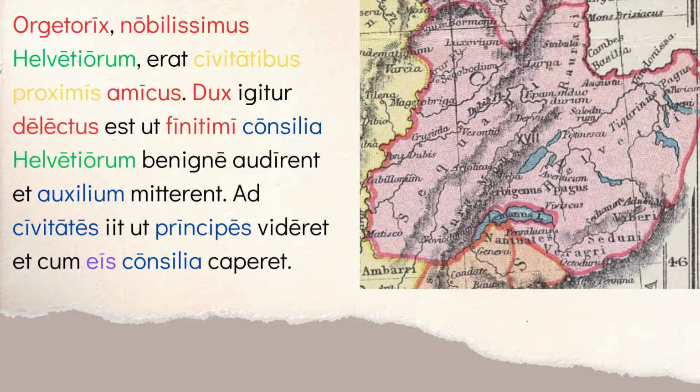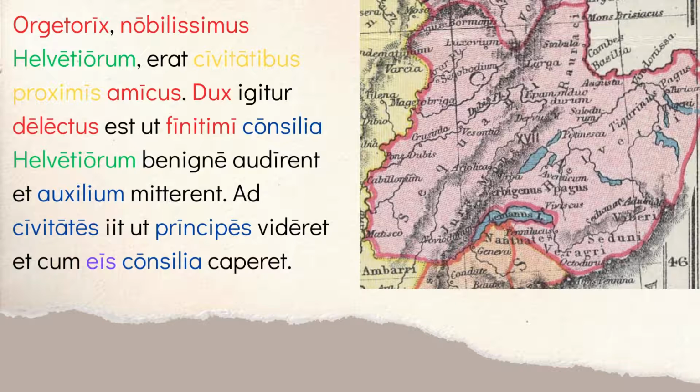So that, ut, it's a purpose clause. Why did they elect him leader? It's positive. So that the finitimi, the neighbors, might kindly hear, benigne audirent. Now here we have an imperfect subjunctive, audirent. It's describing the fact that it's happening at the same time as he was elected. The idea is the neighbors are going to kindly hear his plan, almost like accepting his plan. The consilia Helvetiorum, the plan of the Helvetii. And not only hear the plan, but auxilium mitterent, and they might send help. So the idea is if we send someone who's friendly, someone they know, they'll be more willing to help us and receive our plan instead of sending a stranger. Okay, so it all makes sense they'd send Orgetorix.